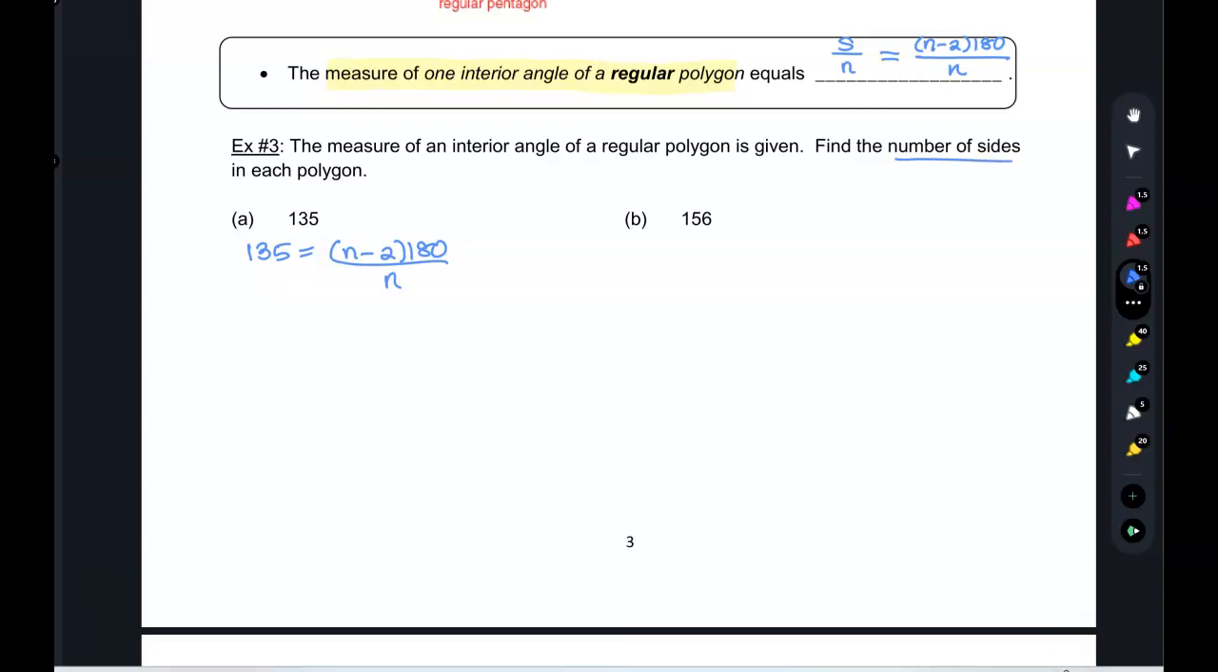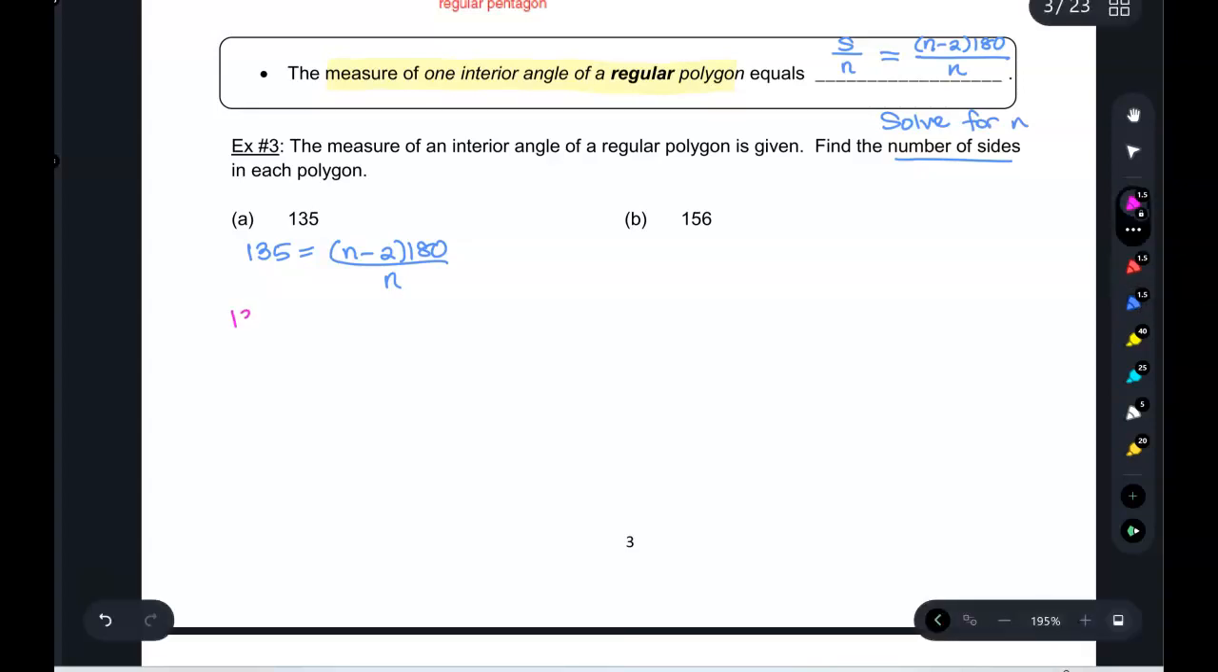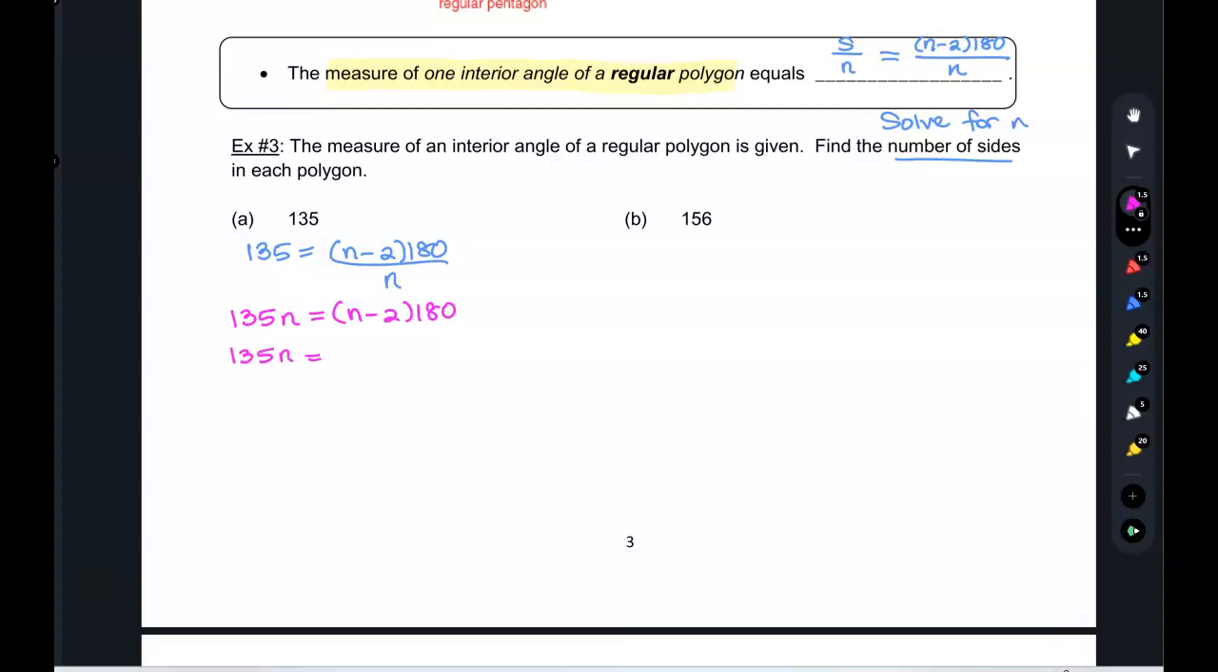Could you multiply N to 135? Mm-hmm. Okay, so if I multiply 135 to n, then what? Then you distribute. Okay, go ahead and distribute. What do we want to do? Do you want to subtract 180 from both sides, or does it matter?